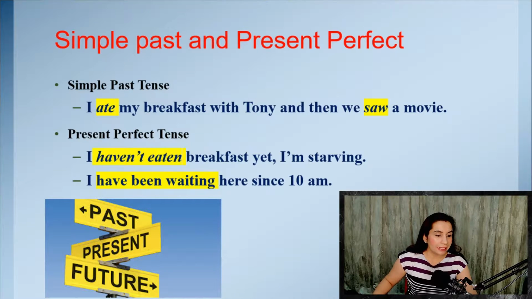Now let's see an example of the simple past tense. It says, I ate my breakfast with Tony and then we saw a movie. So the person is explaining that he had breakfast with Tony and then they saw a movie. Both these actions happened in the past, so here simple past tense will be used. And present perfect tense: I haven't eaten breakfast yet, I'm starving.